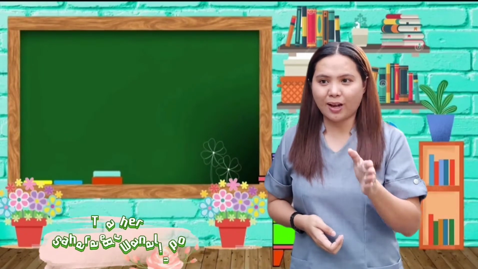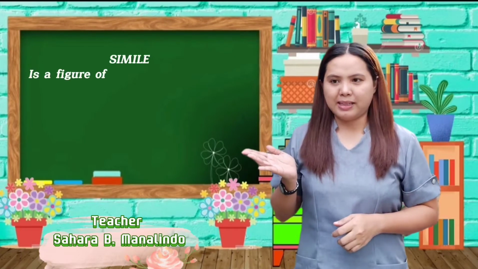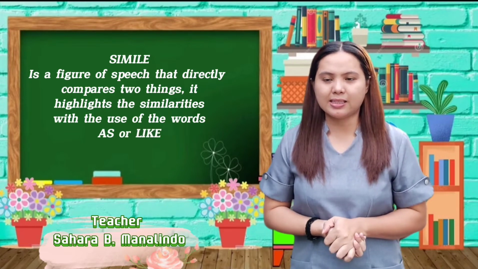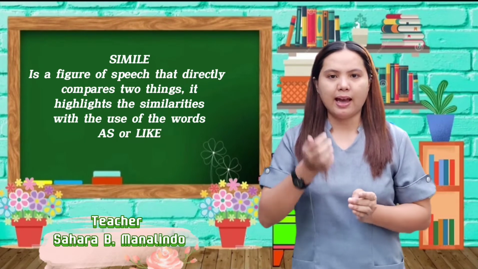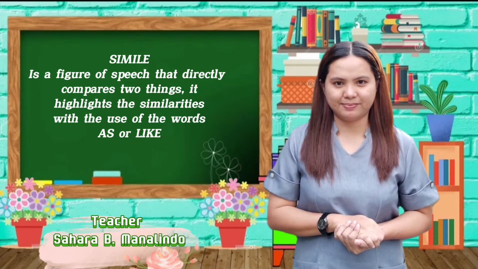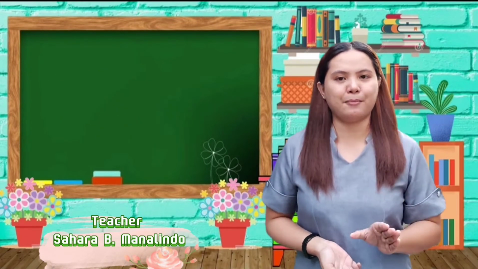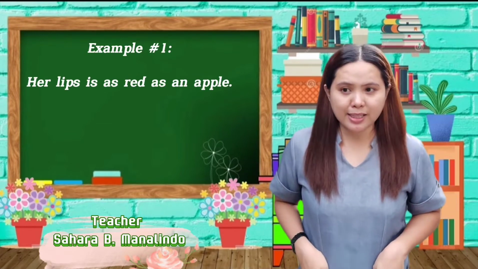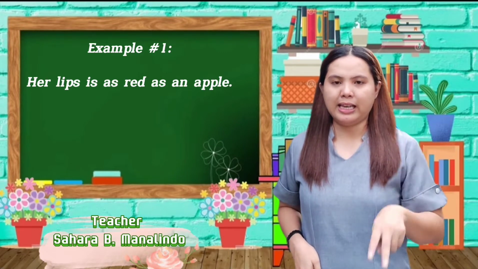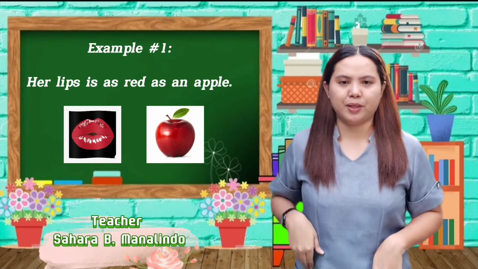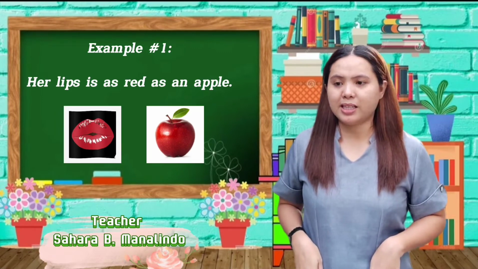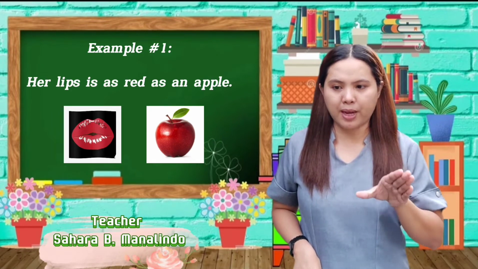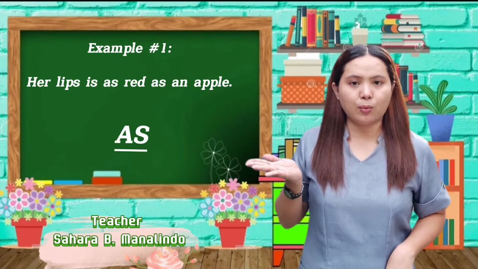Okay class, let us now discuss simile. Simile is a figure of speech that directly compares two things. It highlights the similarities with the use of the word as or like. Let us have our first example. Her lips are as red as an apple. In this sentence, the two things compared are lips and apple. Why are they compared? Because they share the same characteristic, which is their color, and to directly compare them, the word as was used.